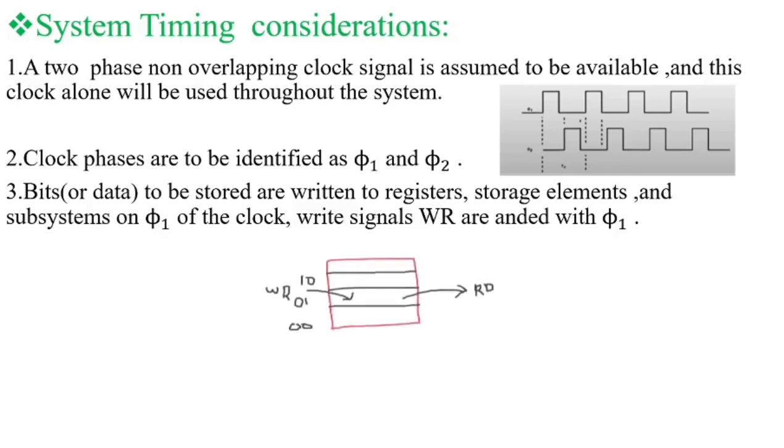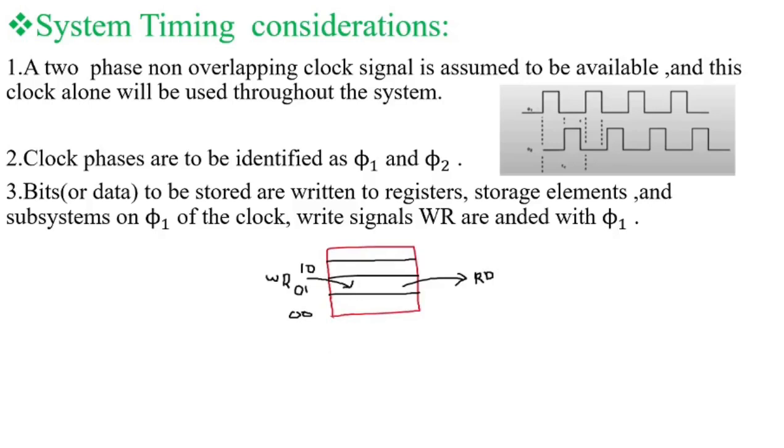It means that, for example, here we are considering one of the memory systems. This system has different memory address locations. For example, here the memory address locations are 00, 01, 10. Based on the write signal, the data is stored in that particular memory address location, 01. Now this write signal is synchronized with this phi 1 signal.